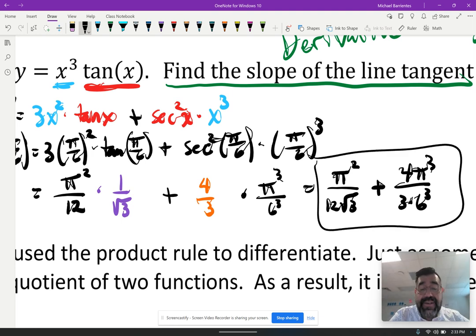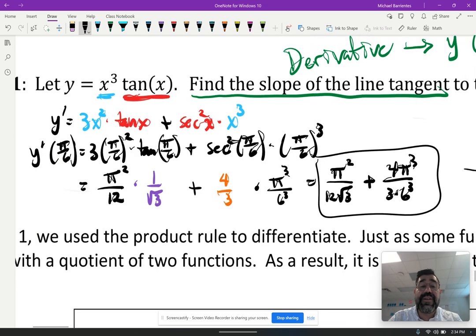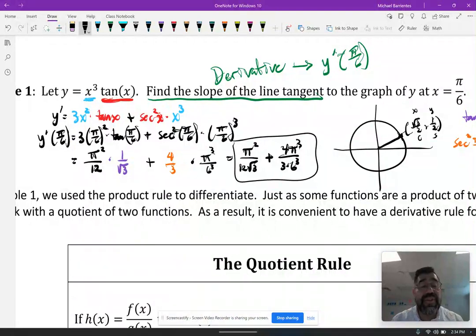If you did have a calculator, well, then you would have put this into your calculator, put this into your calculator, and then added everything together. I think the answer is like 0.667 or something. I don't know, something like that. But I'll check it, and then I'll give it to you in the next video. But that's how you would find the slope of the tangent line of this function, this equation, y equals x cubed times tangent x.